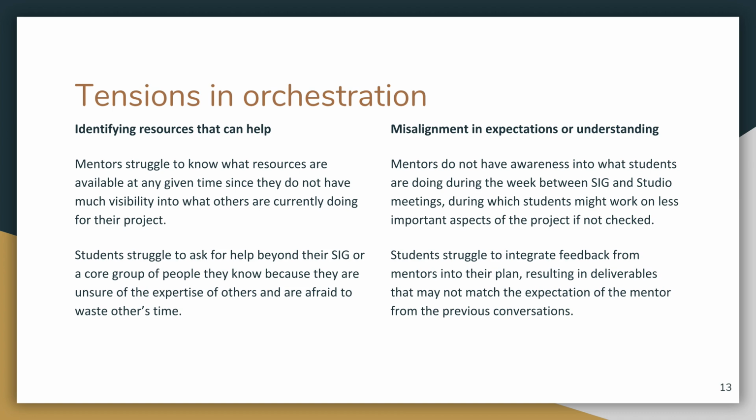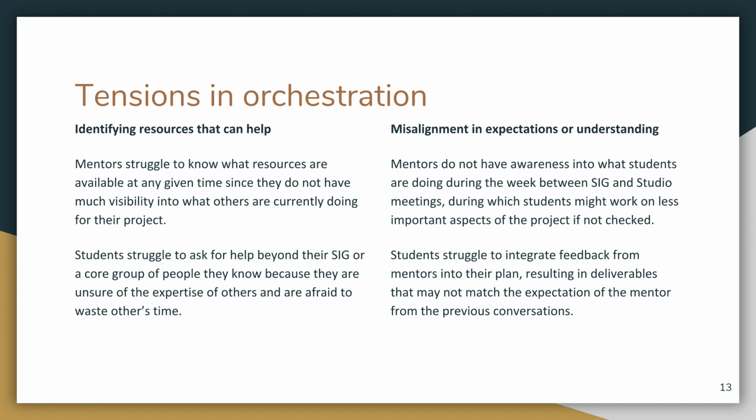So moving on now to tensions. There were two tensions that arose. First is that identifying resources that can help you or your student is hard. Specifically, mentors struggle to know what resources are available at any given time because they don't have much visibility into what others are currently doing. That makes it challenging because mentors may worry that they're recommending a resource that is already overused, or that the resource may simply not be available because the student is too busy.